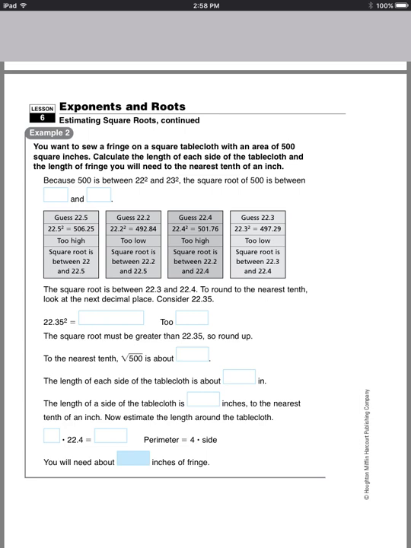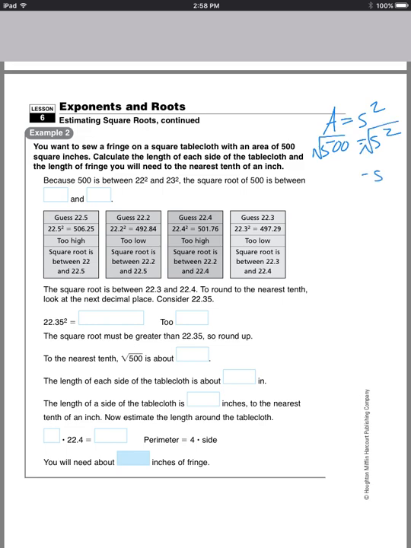So, you want to sew a fringe on a square tablecloth with an area of 500 square inches. Calculate the length of each side of the tablecloth and the length of the fringe you will need to the nearest tenth of an inch. So, square tablecloth, watch this. We did this the other day. Area equals side squared. The area is 500 equals side squared. To undo an exponent, or a square, you take the square root.